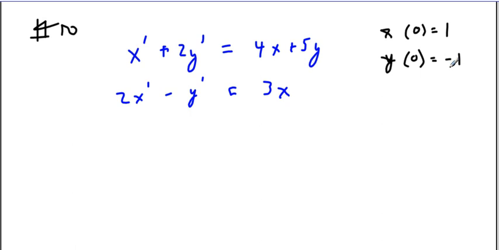Okay, so the first thing we're going to do is try to get these in the same form that the first two problems were in. So we'd like to have them in the form x prime is equal to something in x and y, and y prime is equal to something in x and y. So that's what we're going to do. The first thing we're going to try to do is get to a normal form.